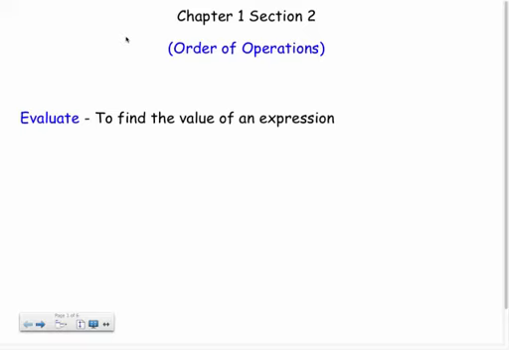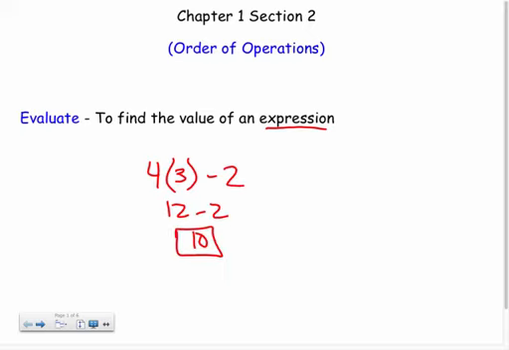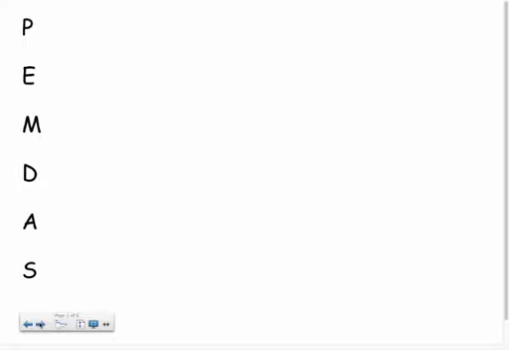So first thing, we've got a definition for evaluate: to find the value of an expression. So the key word here, find the value of an expression. That means there's no equal sign. If I had something like 4 times 3 minus 2, and I evaluate this expression, I basically just solve for it, right? So 4 times 3 is 12, minus 2 gives me 10. So that's how I would evaluate that expression. Pretty straightforward.